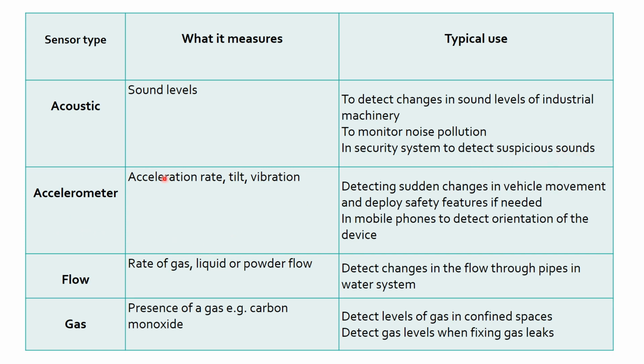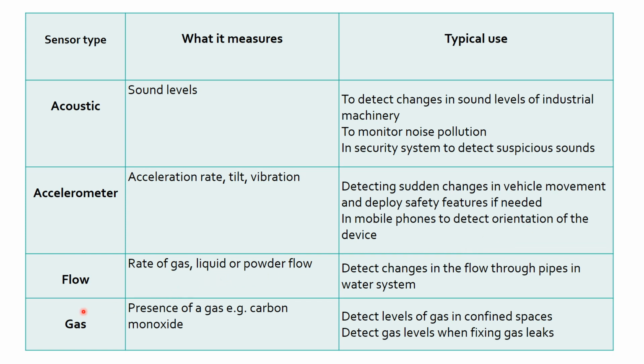Accelerometer: acceleration rate, tilt, vibration. You can use it in vehicle movements, to deploy safety features if needed, and in mobile phones to detect the orientation of the device.